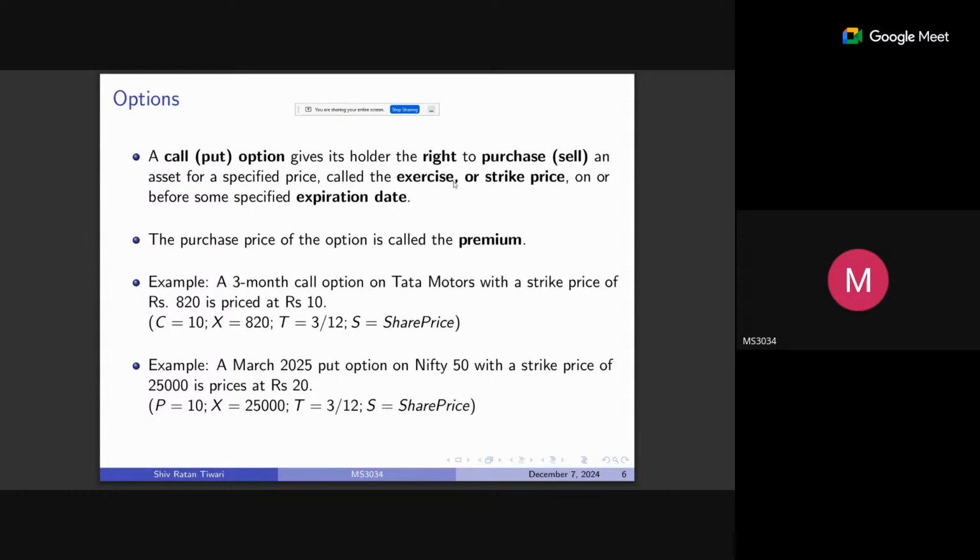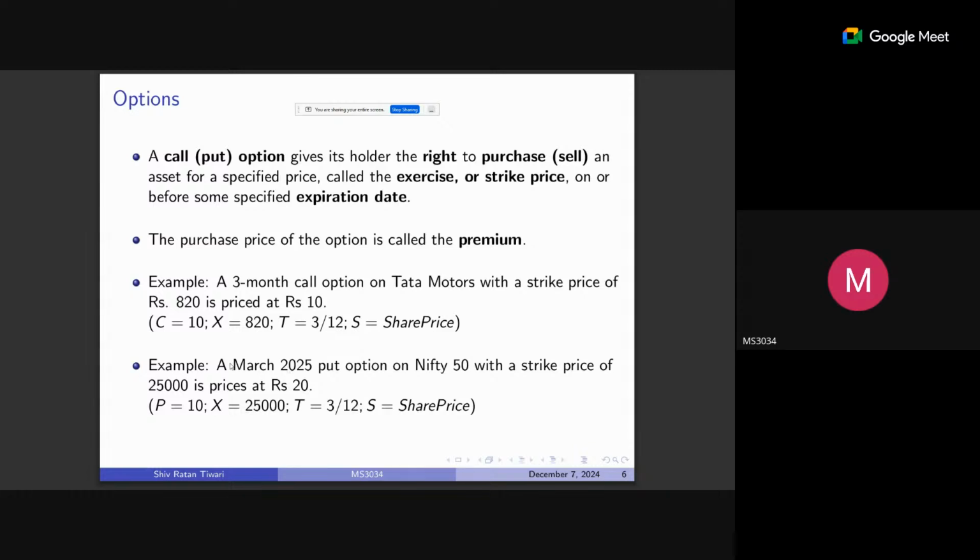The first example is a 3-month call option on Tata Motors with a strike price of 820 rupees, and its price is 10. So 3 months is your expiration date, your strike price or exercise price is 820 rupees, and the price of this call option is, if you want to have this right, you have to give 10 rupees. So the call premium is 10 rupees.